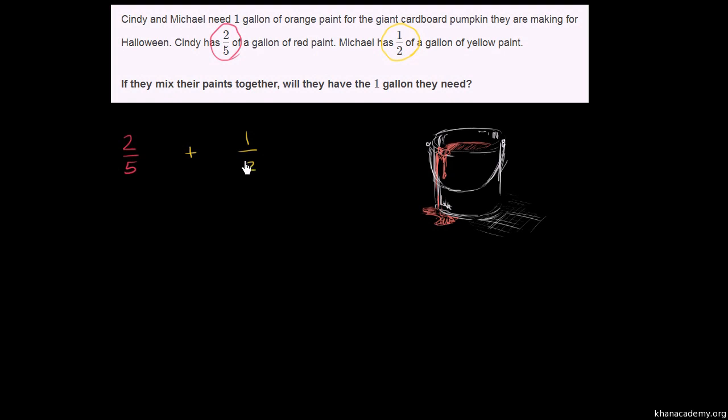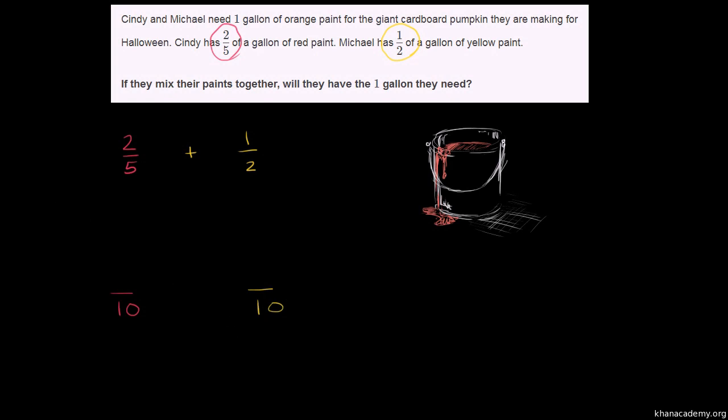So in order to be able to add these two things, we need to get to a common denominator. The best common denominator to use is the smallest multiple of both 5 and 2. Since 5 and 2 are both prime numbers, the smallest number is just going to be their product. 10 is the smallest number that is divisible by both 5 and 2. So let's rewrite each of these fractions with 10 as a denominator. 2/5 is going to be something over 10, and 1/2 is going to be something over 10.